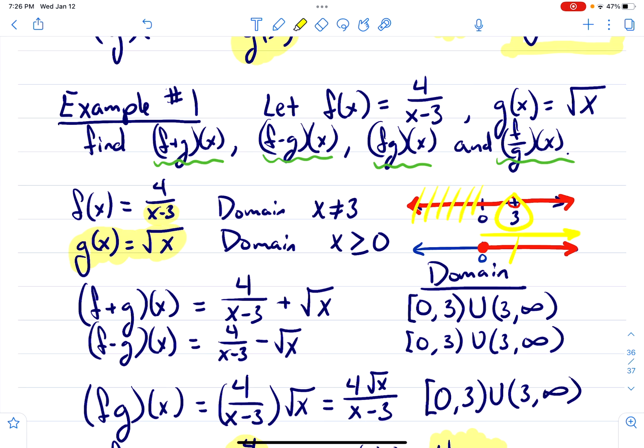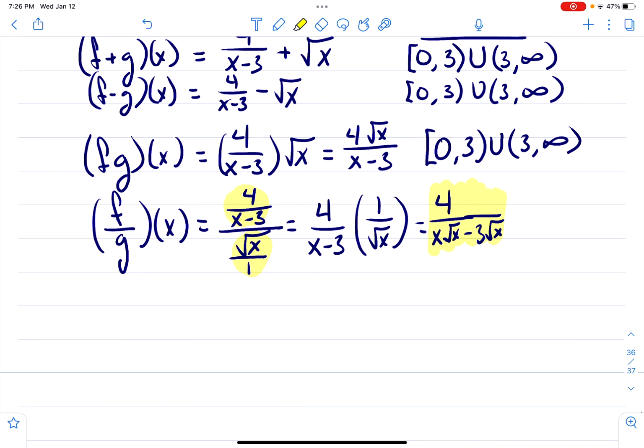Well, when do you get an output of 0? You get an output of 0 when you put in 0. So you go, oh, that's easy. So now we just can't include 0. Simple. So we go 0 to 3, not including either one, union along with 3 to infinity. Sweet. That's easy. Okay. All right.